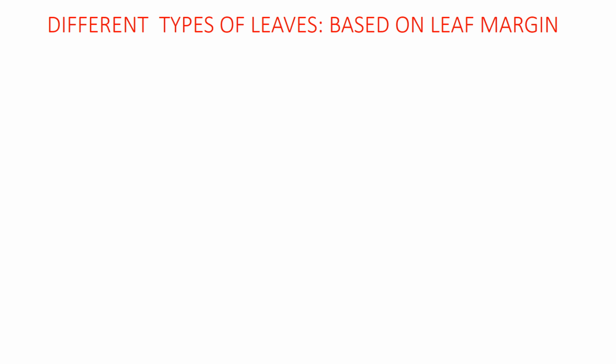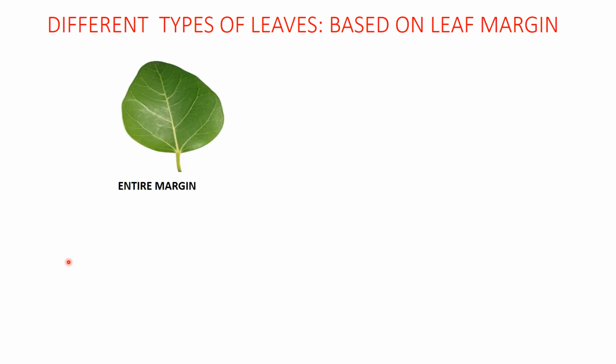Different types of leaves based on leaf margin. Children, now you will think, what is leaf margin? Leaf margin is the outer boundary of the leaf. Look carefully and you will be able to identify different types of leaves based on leaf margin. Let's begin with entire margin. In trees like banyan or fig, the leaf margin appears as entire or complete.